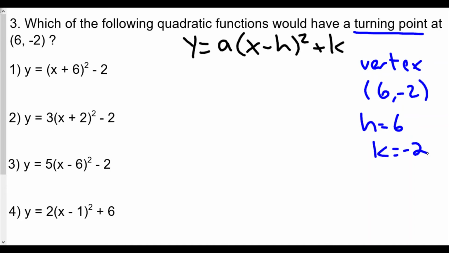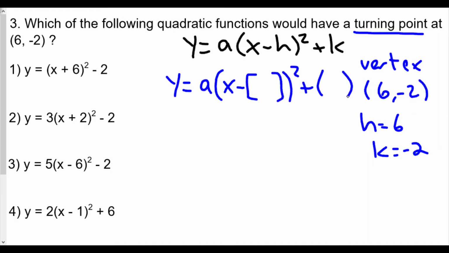So now we just plug into our formula. y is equal to a times x minus blank squared plus k. Now here's the thing. They don't give us an a value, so we don't have to worry about which a value is correct, because we're really focused on the vertex or the turning point. So let's plug in the h value of 6 and the k value of negative 2. So we're looking for something that looks like y equals some number multiplying for a, x minus 6 squared minus 2.